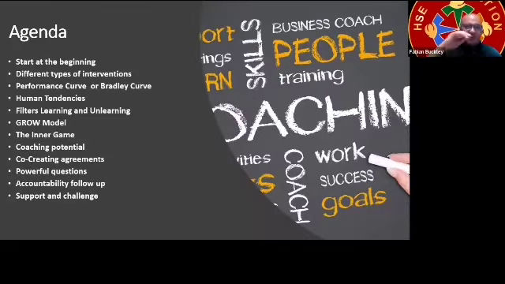So this is the agenda. We're going to look at, starting at the beginning, the different types of interventions there are, the performance curve or the Bradley curve, human tendencies, filters, learnings and unlearning, the GROW model, which is a very, very vital component in this process, the inner game, coaching potential, co-creating agreements, powerful questions, accountability, follow-up, and support and challenge.